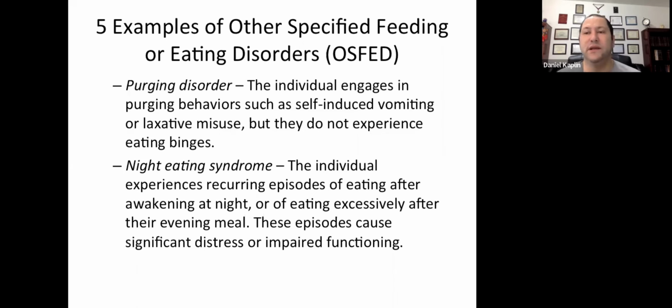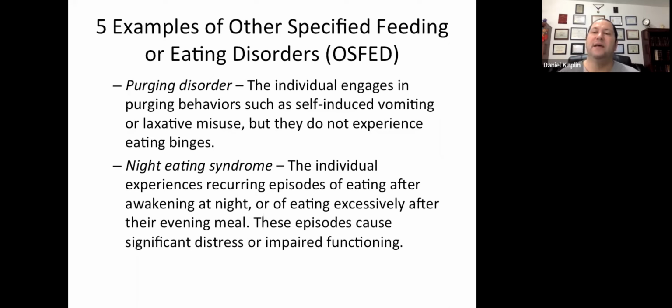And then there's this other condition which we're trying to understand. We don't have enough information on it, but there's something called night eating syndrome, which is the final of the 5 examples of an OSFED. This individual has recurring episodes of eating after waking up at night or eating excessively after their evening meal. So this person kind of takes to the refrigerator in the middle of the night. And these examples of night eating cause problem or distress, and that's what we call night eating syndrome.